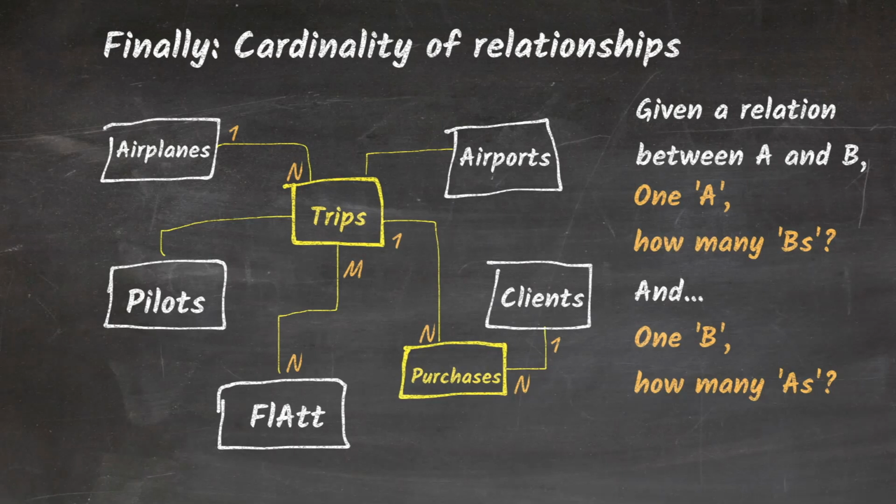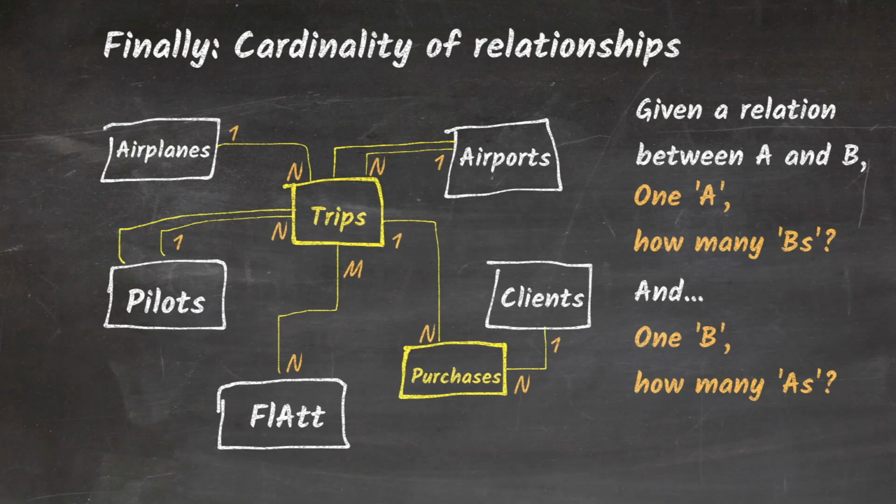Finally, we have 2 tricky ones. 1 trip, 2 pilots. And 1 pilot, many trips. It's tricky because cardinality cannot be 2N. But NM is too much in this case. They are only 2, and always 2. So we just make 2 relations 1N. This is exactly the same with airports. 1 trip, 2 airports. But 1 airport, many trips.